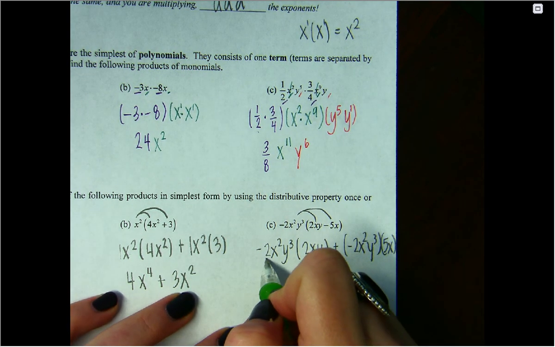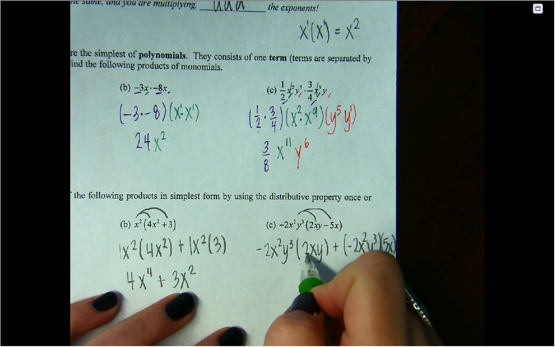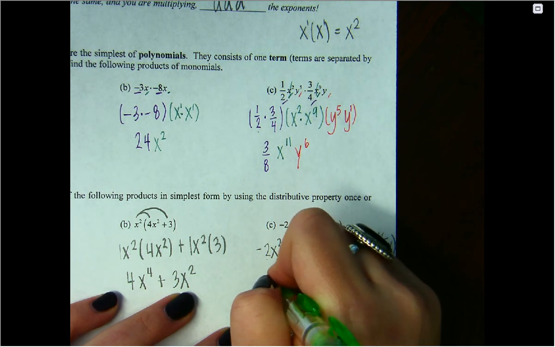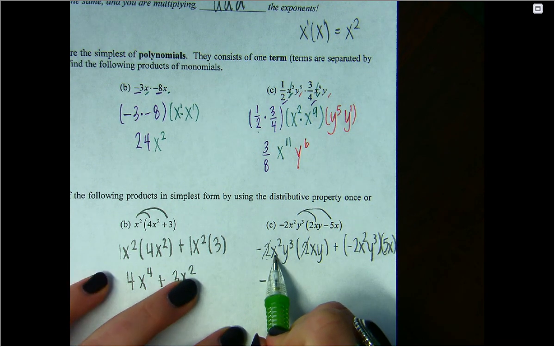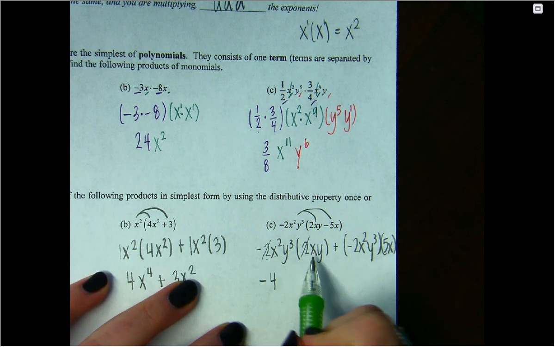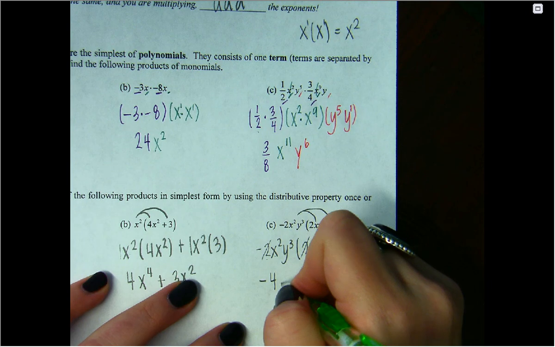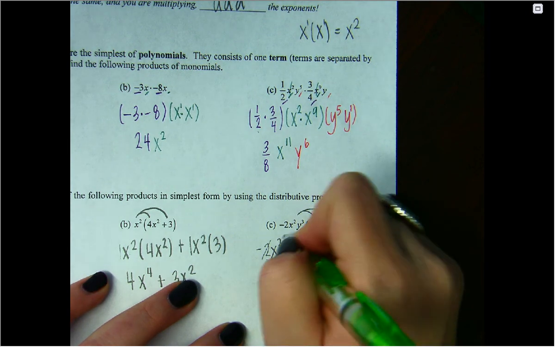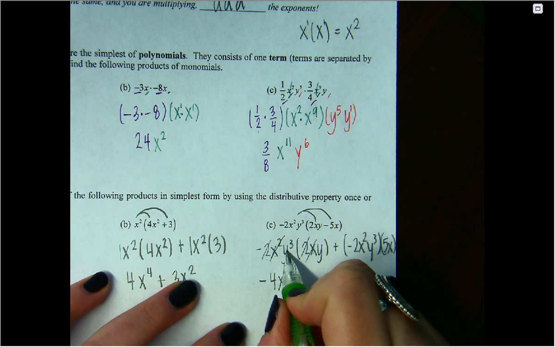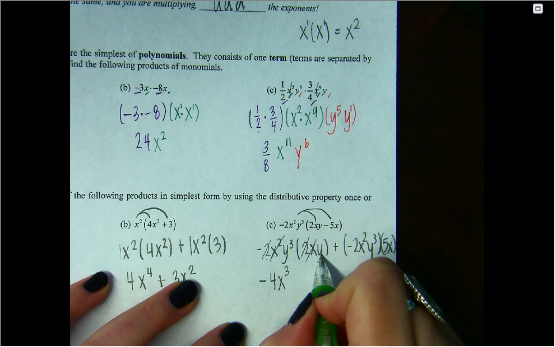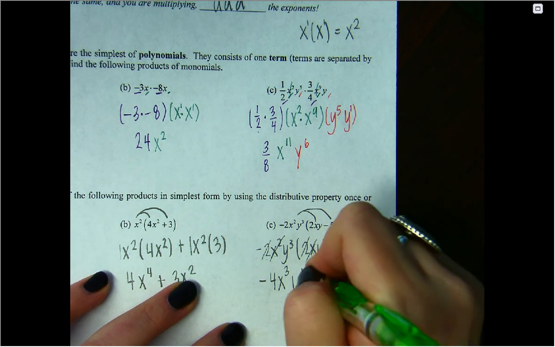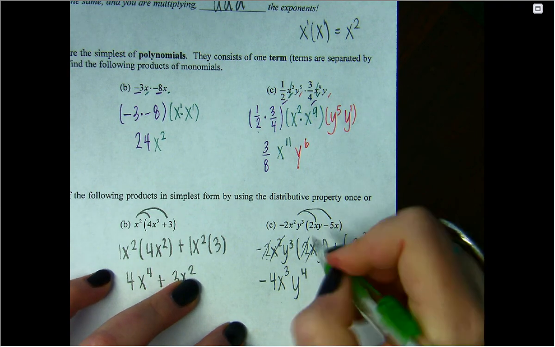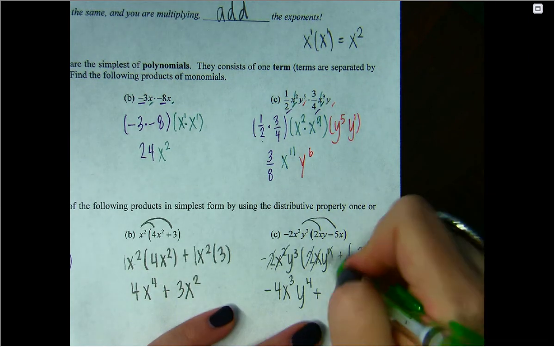So I have negative 2 times 2, which is negative 4. Okay, took care of those. I have x squared times x, so that means I'm adding my exponents, so that is x cubed. Okay, took care of those. Y cubed times y, which is addition again, so I get y, 3 plus 1 is 4. Okay, plus, took care of these.